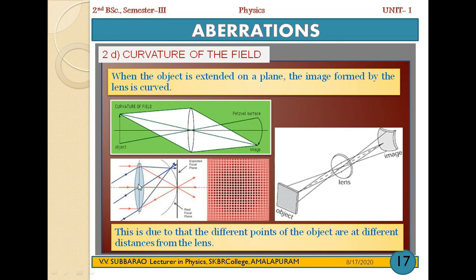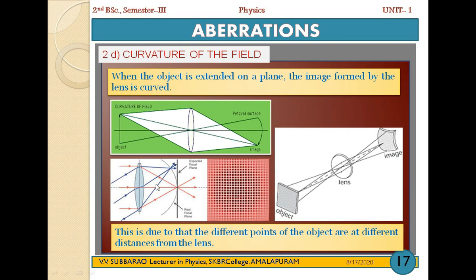When a parallel beam of light is incident on the lens, it is converged to a point. The various sets of incident parallel beams are focused to various points, and the locus of these points is like a curve instead of a plane. This defect is called curvature.